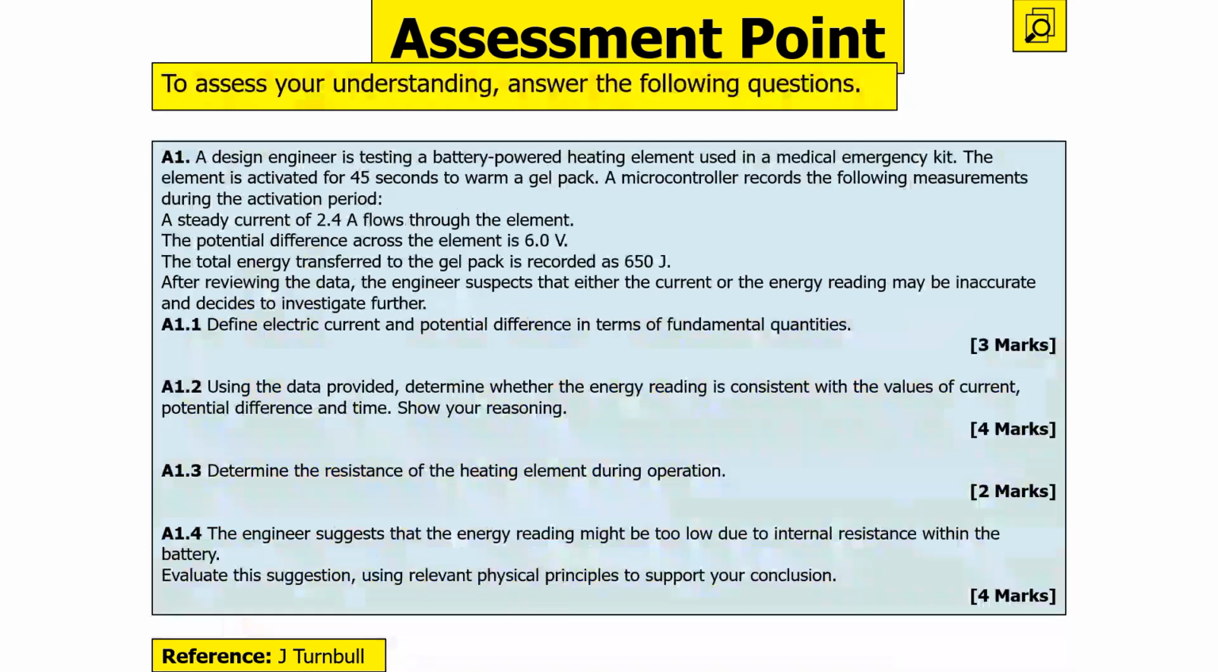The next question says, a design engineer is testing a battery-powered heating element using a medical emergency kit. The element is activated for 45 seconds to warm a gel pack. A microcontroller records the following measurements during the activation period.